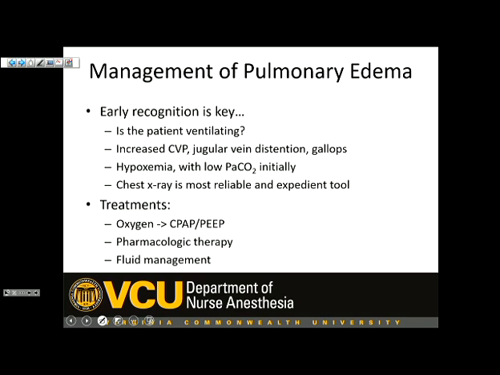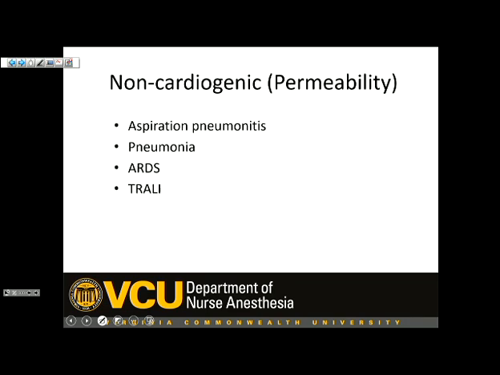Fluid management is, of course, a big factor. It didn't start as a cardiac or other issue, but we need to really watch promoting more fluid flow into the space. All right, so those are the non-cardiogenic permeability issues, some of the ones we'll talk about here. Here's the bottom line. You guys are familiar with patients with pneumonia, with ARDS. You've maybe even dealt with some patients with trauma.